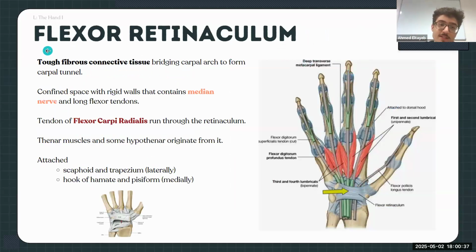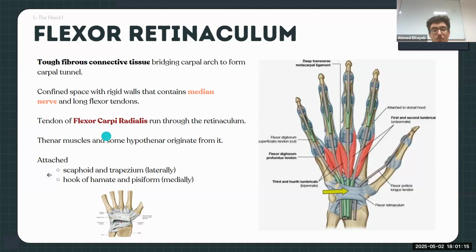What is the flexor retinaculum? So the flexor retinaculum is a structure in your palmar aspect of the wrist, and it's a tough fibrous connective tissue bridging the carpals together. Okay? So you have the carpals, and they're at the base of your hand, and they're forming like a tunnel. And then what forms the superior aspect of the tunnel is your flexor retinaculum. It's called flexor retinaculum because so many flexor tendons pass underneath it, and even you have the tendon of flexor carpi radialis coursing through it.